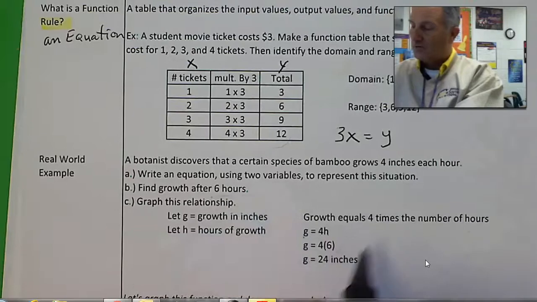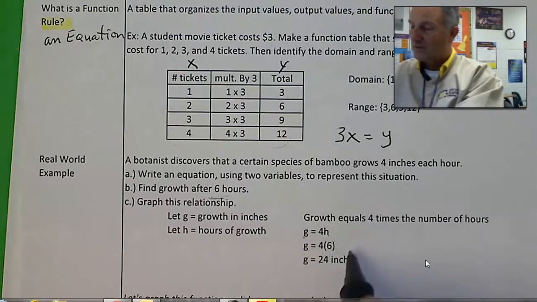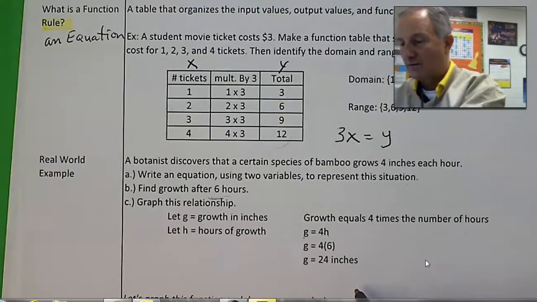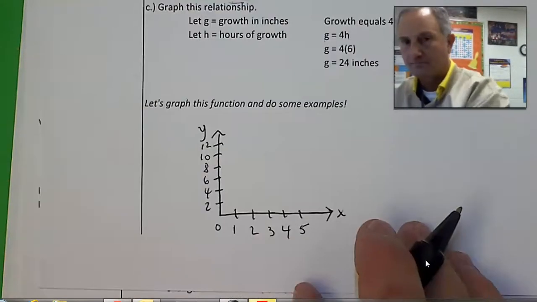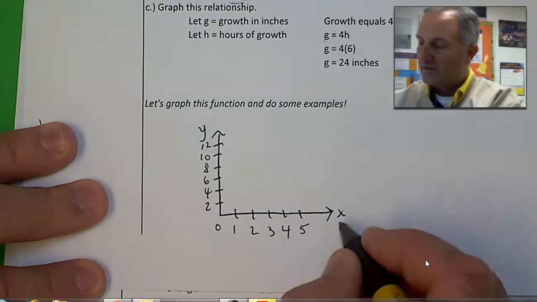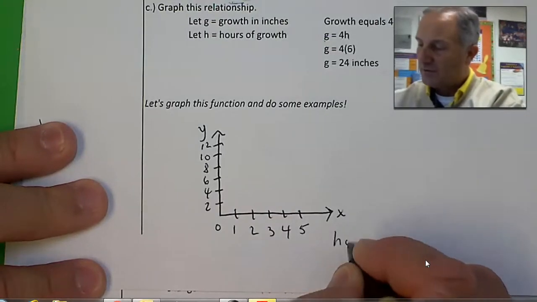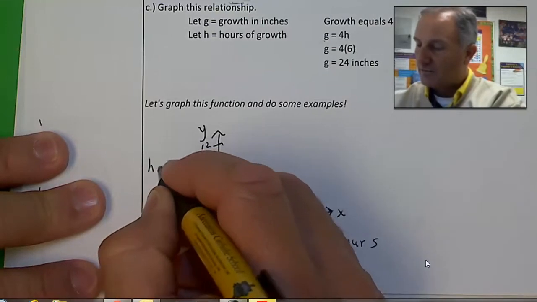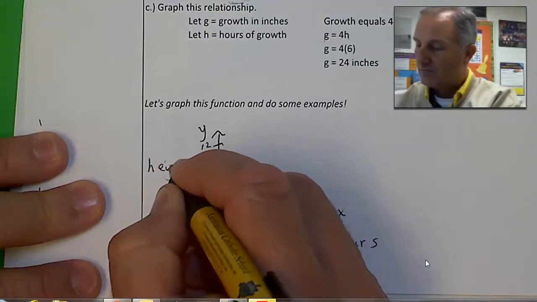How tall is it after 6 hours? 4 times 6 is 24 inches high. Okay? Now, if we want to graph this, it's going to look like this. Here's our x and our y. Our x, in this case, is going to be the number of hours. And our y here is going to be its height. How tall did it grow?